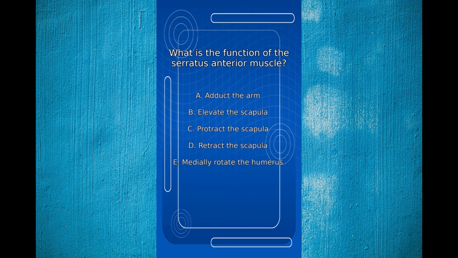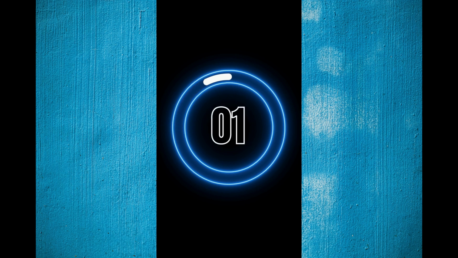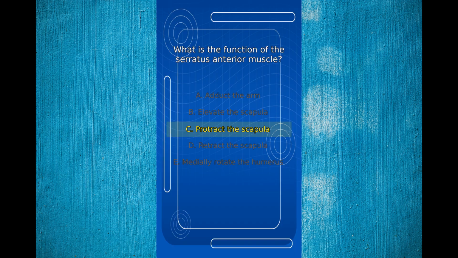What is the function of the serratus anterior muscle? The correct answer is C. Protract the scapula. The serratus anterior protracts and holds the scapula against the thoracic wall.